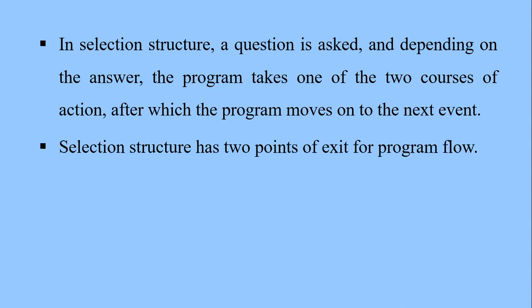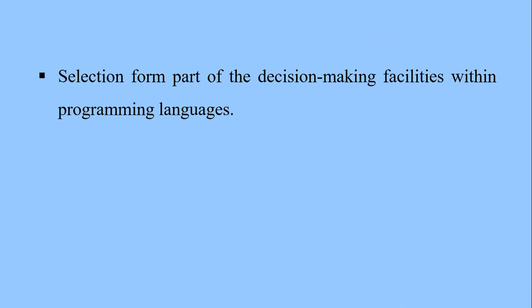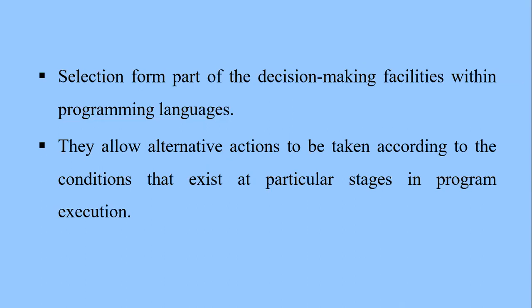Selection structure has 2 points of exit for program flow. Therefore, selection is a control structure in which a number of processing options are represented and an option is chosen for execution depending on a condition that returns true or false. Selection forms part of the decision-making facilities within programming languages. They allow alternative actions to be taken according to the conditions that exist at a particular stage in a program execution.